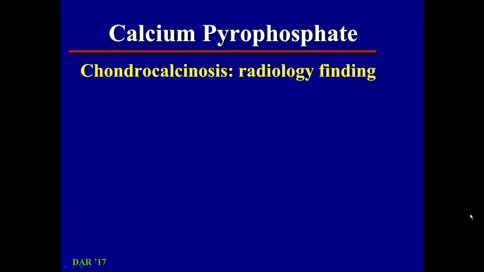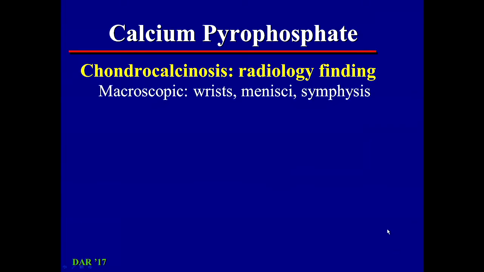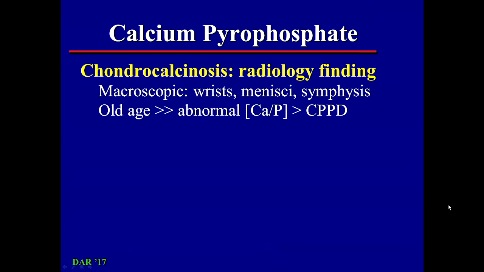The first is macroscopic deposition inside cartilage. This is a radiologic finding that we call chondrocalcinosis. It's macroscopic. We see it in the wrists, menisci, symphysis pubis, for example. By far, the most common cause of chondrocalcinosis is simply normal old age. Think of all those old ladies' chest x-rays you've read, and they have calcified bronchial trees. That's all chondrocalcinosis within those calcified cartilages.